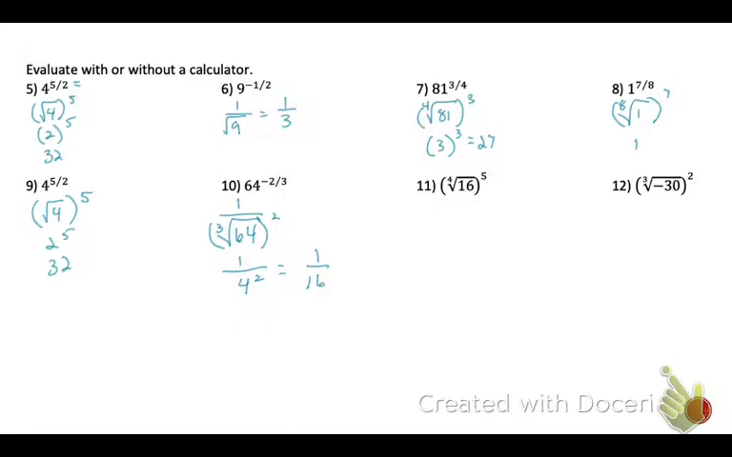So the 4th root of 16 is 2. 2 to the 5th power is 32. And then finally, the 3rd root of negative 30 raised to the 2nd power. Well, that is not even. You can do that on your calculator. You could put that in also as negative 30 raised to the 2/3 power, and that'll give you approximately 9.65.